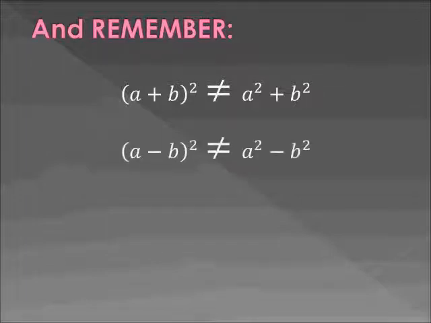Likewise, don't make this mistake either. A minus b quantity squared is not a squared minus b squared. It's a squared minus 2ab plus b squared. A squared minus b squared is its own special product. So, again, do not make these mistakes. If you do it, I'm going to cry because it makes me very sad.